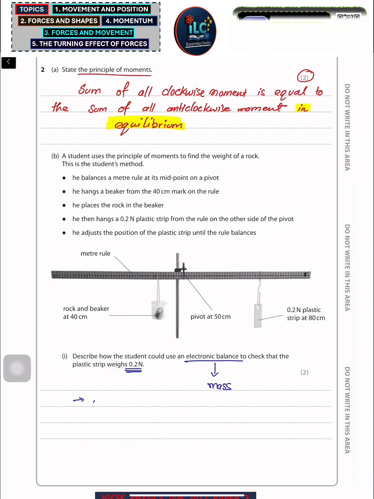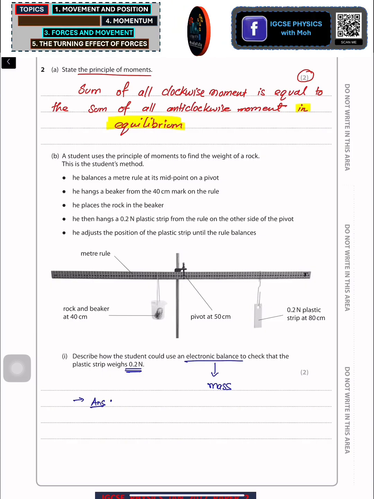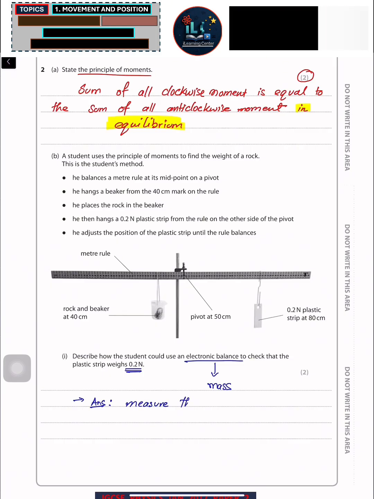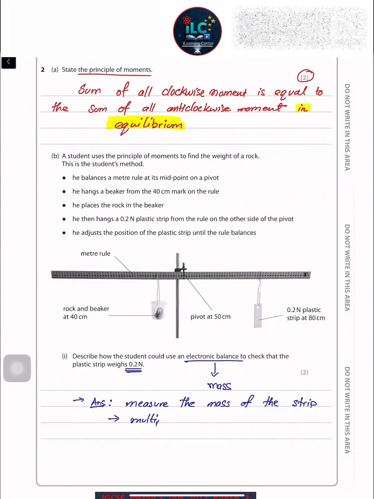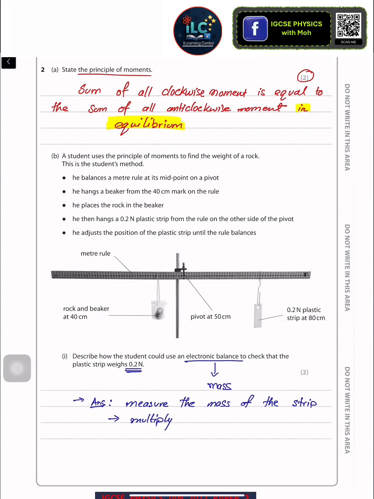So the answer will be: measure the mass of the strip, and then multiply by g. So you get 2 marks here.